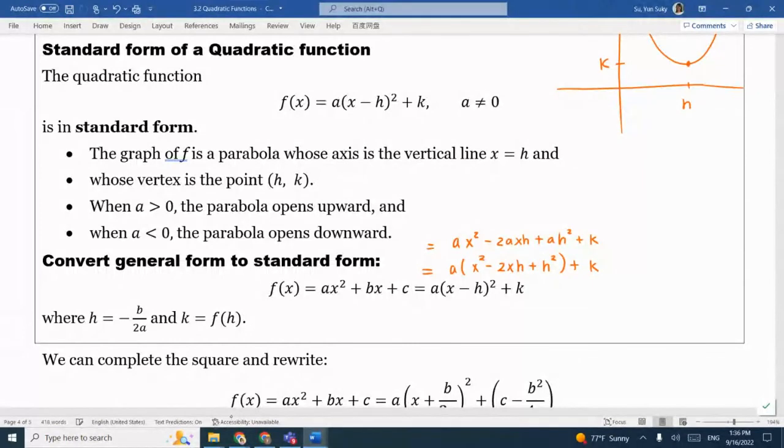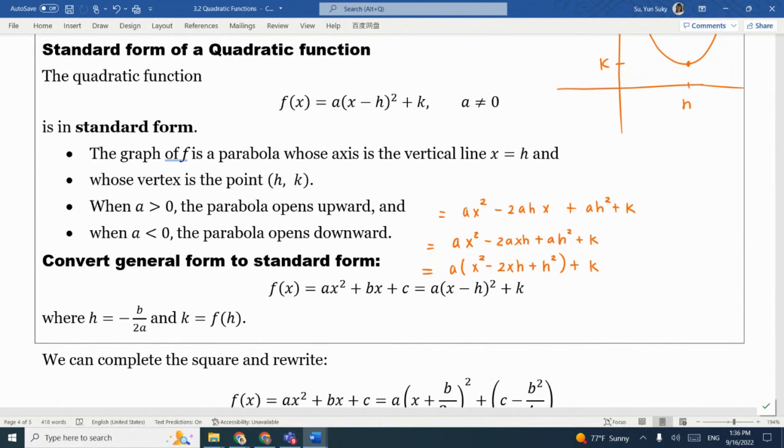Compare. Now, let's rewrite it. So this is ax squared minus 2ah x. I want to put the x at the end, so 2ah is the coefficient of x. And then plus ah squared plus k. Now we're ready. Compare the like terms.